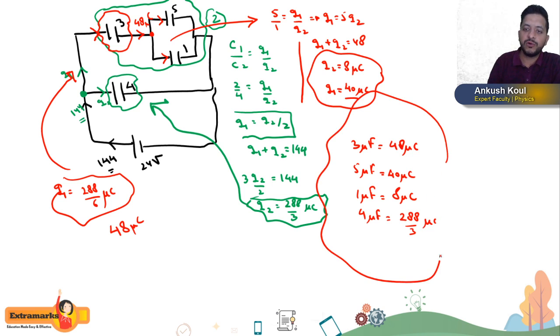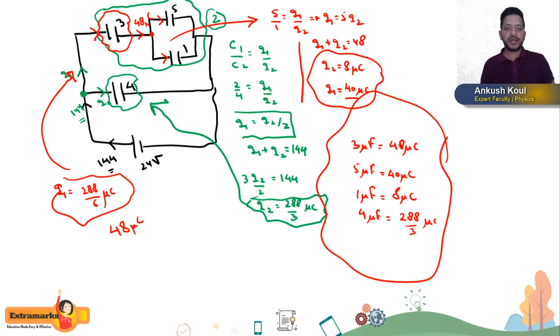So till now what we have done is we have calculated the charge on each and every capacitor, we have calculated C equivalent of this circuit, and we have also calculated the total charge given out by this battery. So almost the entire operation of this circuit, or the surgery of this circuit, we have done today. And now let us move one step further and try to find the energy stored in these capacitors. So I will write here, this is your 3 microfarad capacitor, this is your 5 microfarad capacitor, this is the 1 microfarad capacitor, this is the 4 microfarad capacitor.